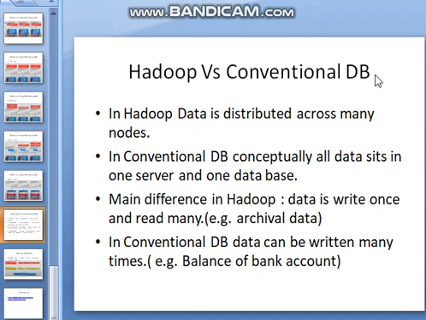In Hadoop, the main thing is data is distributed across many nodes. But in a conventional database, all the data just sits in one place, like in one server, maybe in one computer. So that is the main difference between Hadoop and conventional database. And also, I think another main difference is, in Hadoop, data is written once, and it's read many times.